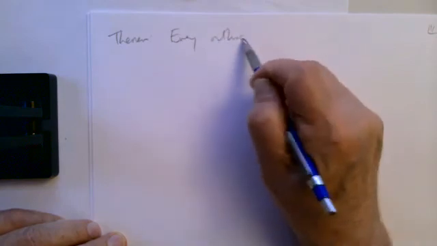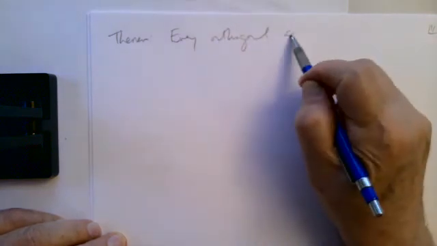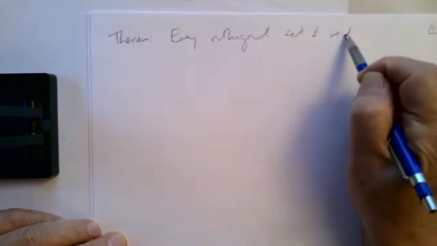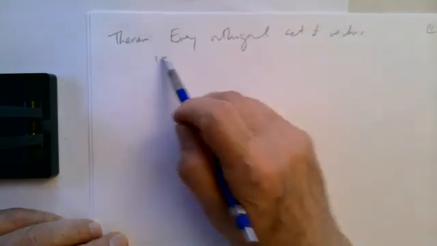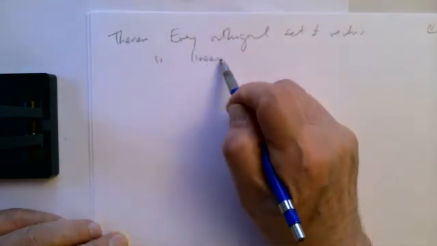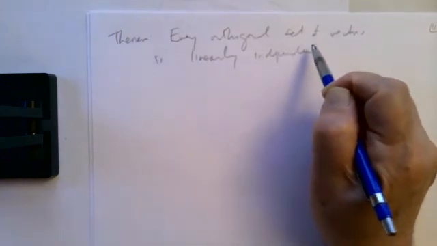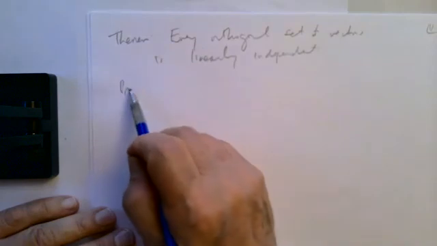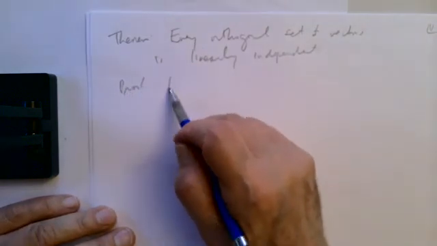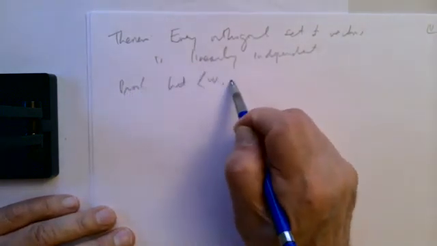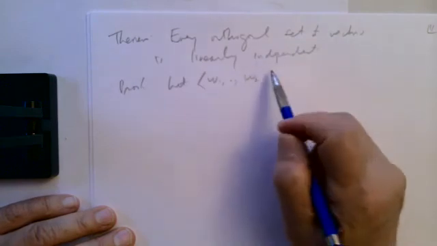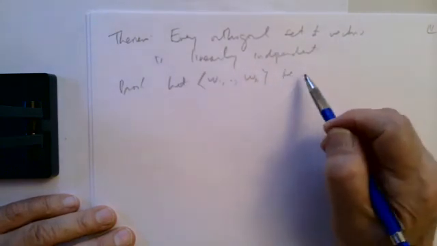Every orthogonal set of vectors is linearly independent. And the proof might go as follows. Let W1 up to WK be orthogonal.